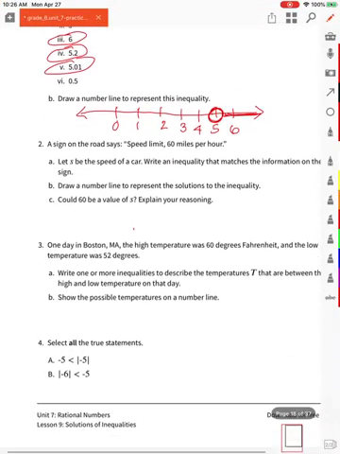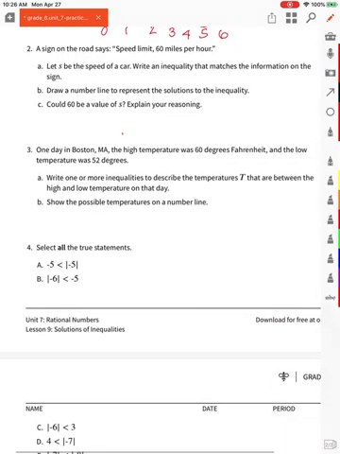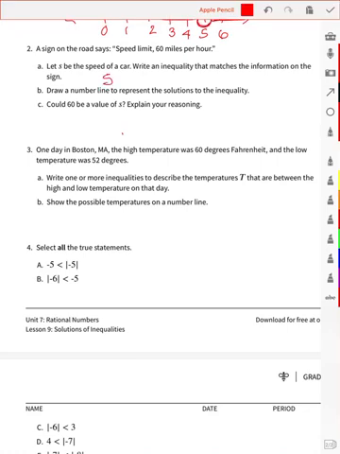Okay, number 2. A sign on the road says speed limit 60 miles per hour. Let S be the speed of a car. Write an inequality that matches the information on the sign. So we're going to have S is going to be less than 60. Or you could say S is less than or equal to 60.